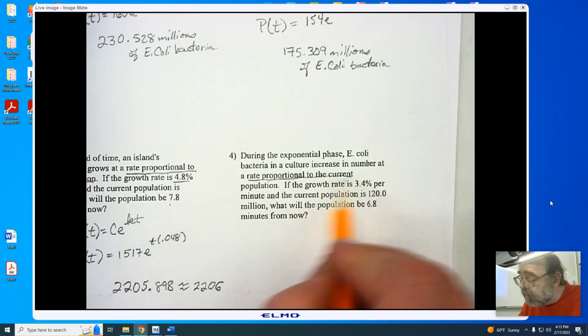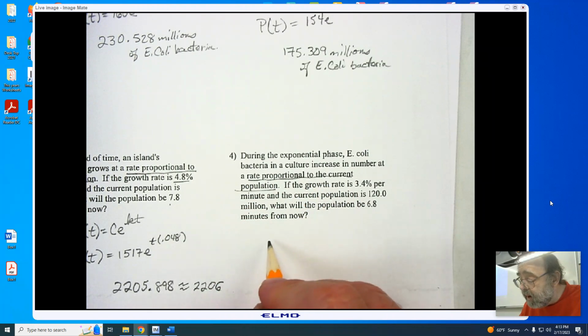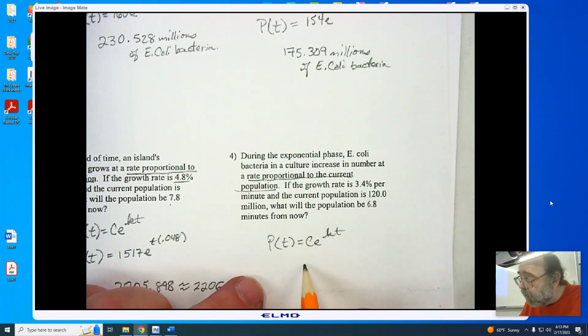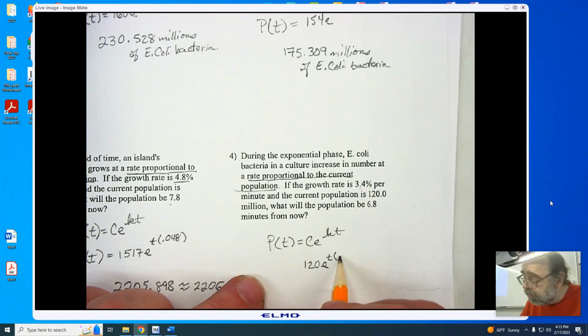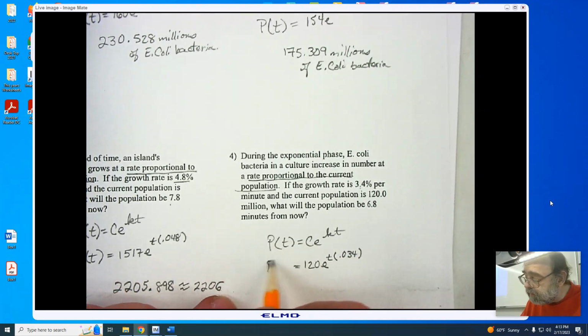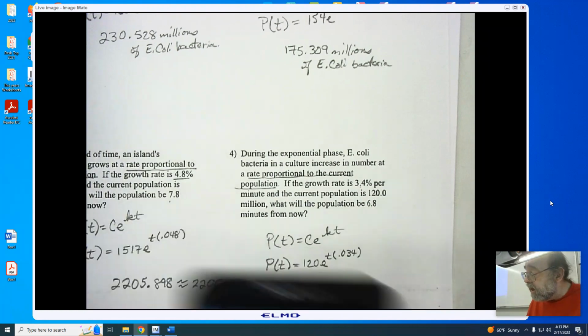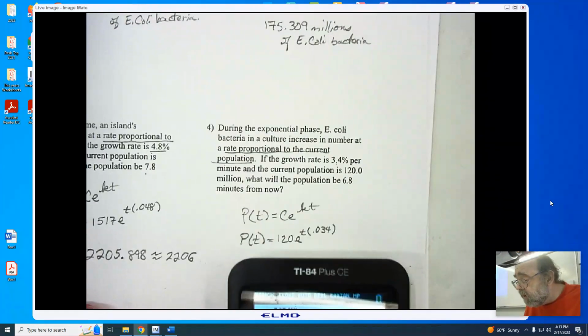Rate proportional to the current population. So we know we have P of t is equal to Ce^(kt). We're going to put in 120 in millions. We have 3.4%, so we have t times 0.034. And we're now going to use our time of 6.8. And you'll notice this goes fairly quickly.